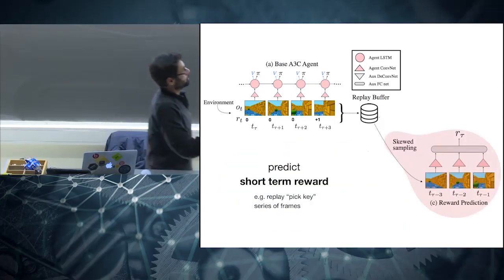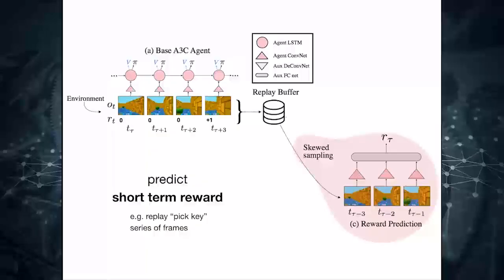Next was to actually predict short-term reward. So just use the replay buffer, which already has the rewards in there, states in there. So given a set of states, what is the actual reward, truth? So predict that. That helps with getting better features.